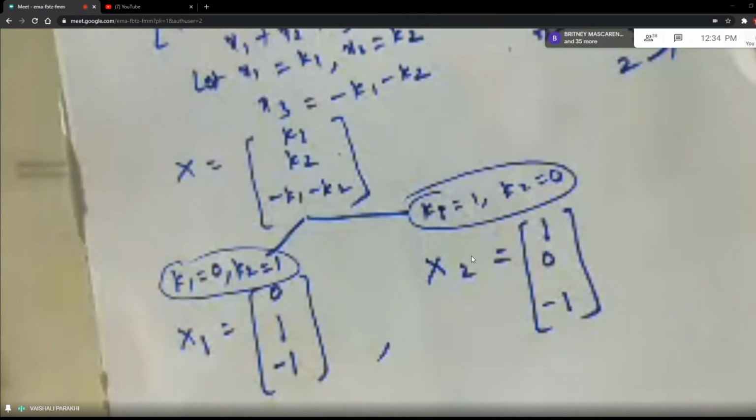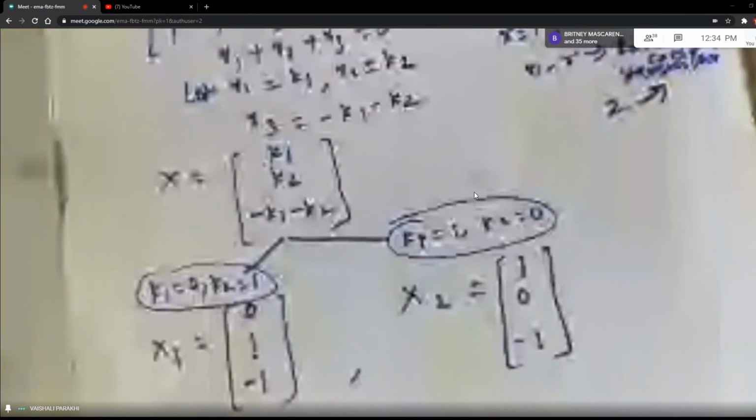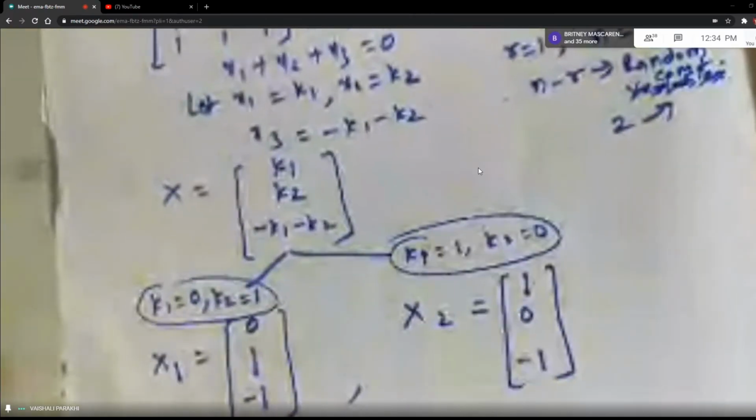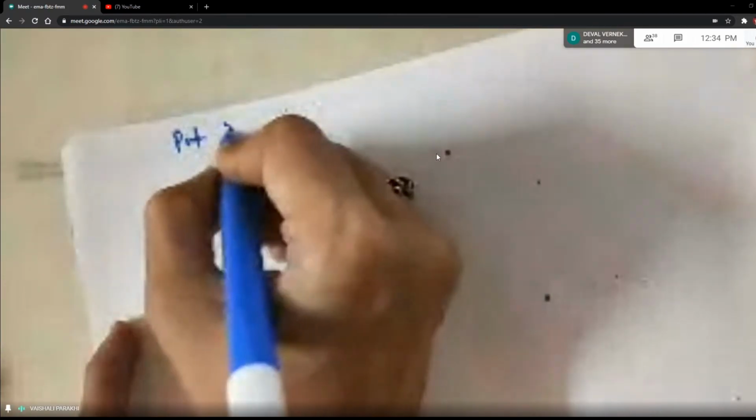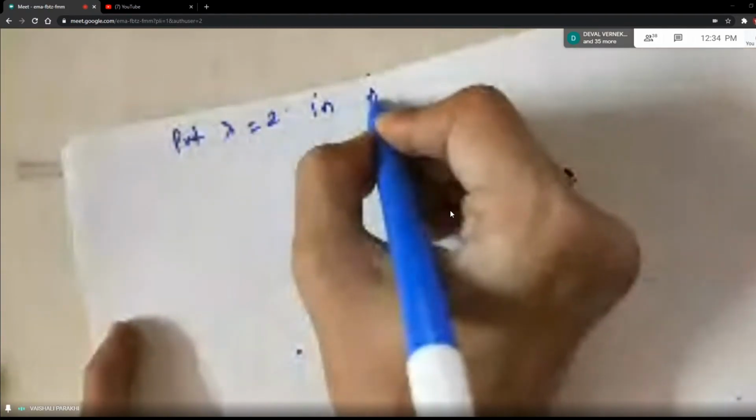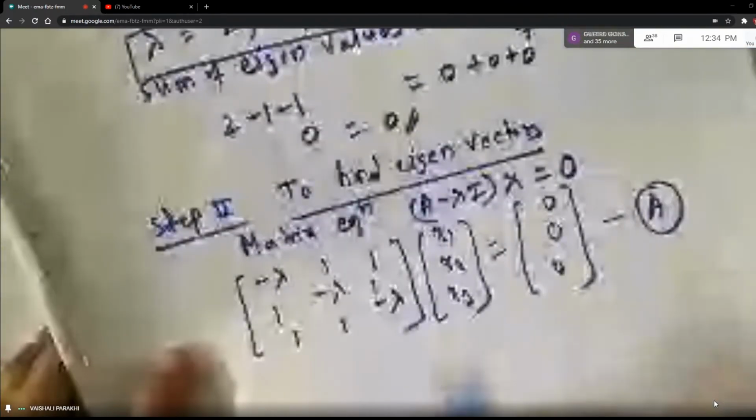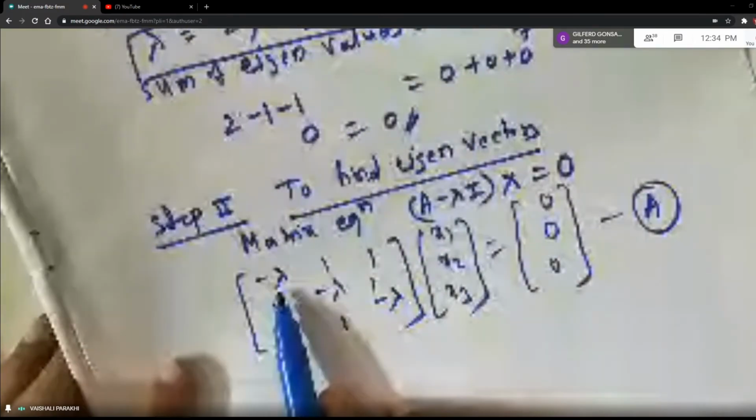Now, there is one more eigenvalue, students, that is lambda is equal to 2. So you need to find out what is the eigenvector for lambda is equal to 2. So now put lambda is equal to 2 in your equation A. Right? So what is your equation A, students? This equation, right? Matrix operations. So wherever there is lambda, you are putting 2 for this.